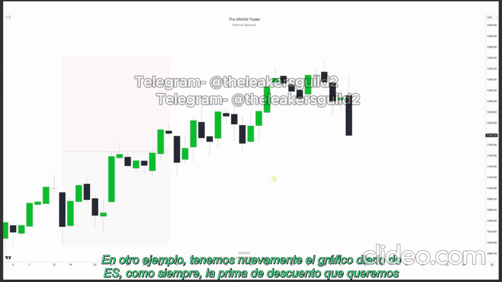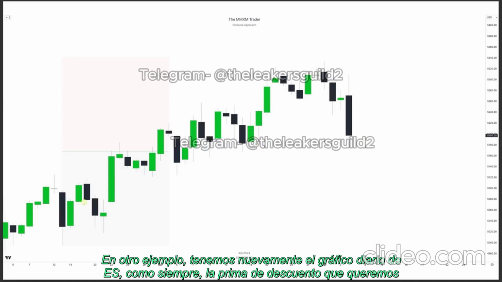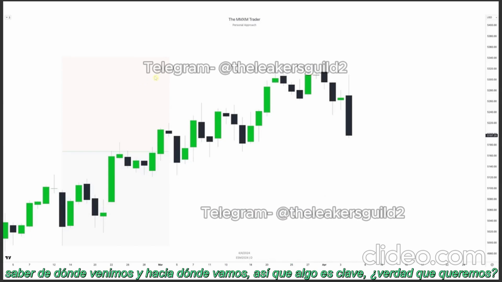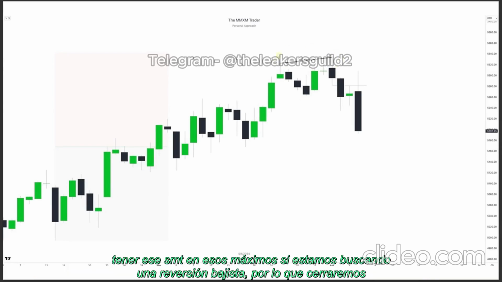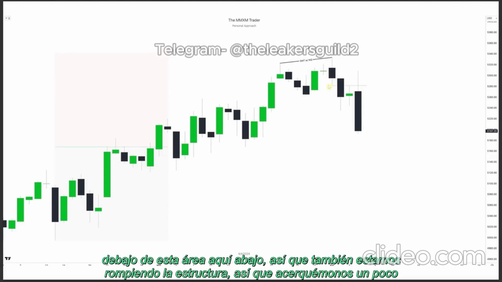So over here we've got another example. We've got the ES daily chart. Again, as always, discount premium. We want to know where are we coming from and where are we going, right? So SMT is key, right? We want to have that SMT on those highs if we are looking for a bearish reversal. So we're closing below this area down here. So we're breaking structure as well.